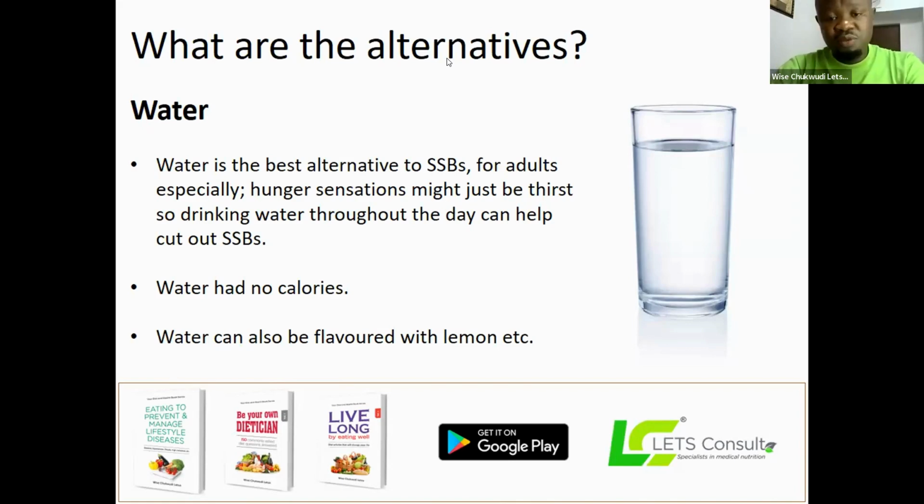Some people want to flavor their water so that they can be able to drink enough. Yes, it can be allowed. We can promote flavoring of water, but to what extent? If we use lemon in water, just a drop, yes, that is fine. But we shouldn't end up flavoring water with any products that will end up adding too many calories to it.